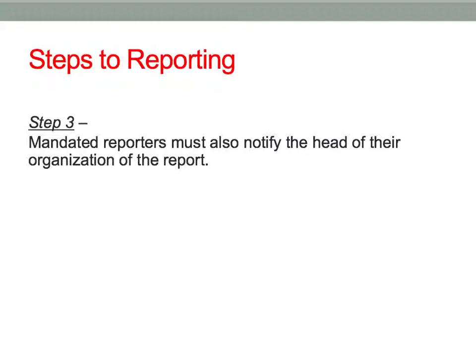So it's as simple as 3 steps. Your job is verbal, written, report. So if you remember that the first thing you need to do is call CPS, and then you need to fill out that 3200 form, and then you need to notify the head of your organization, which would be a principal or superintendent. So it's very easy, 3 simple steps, and next we're going to tell you about what happens in the process after that. But for all intents and purposes, you are done with your portion of the reporting.